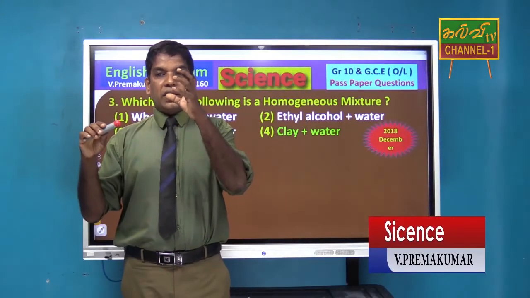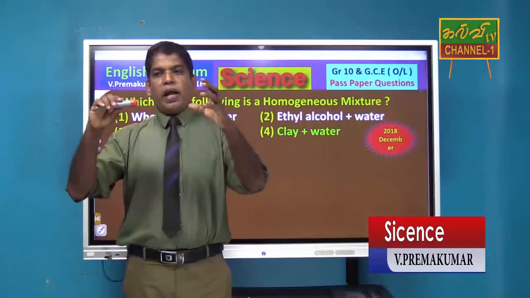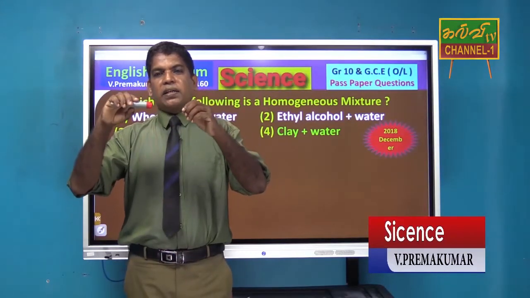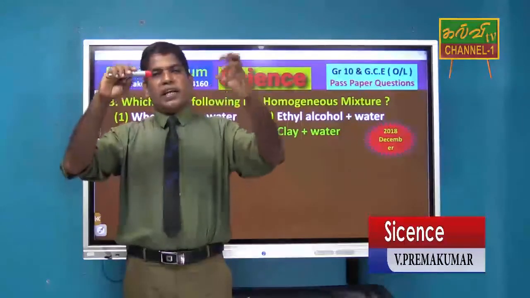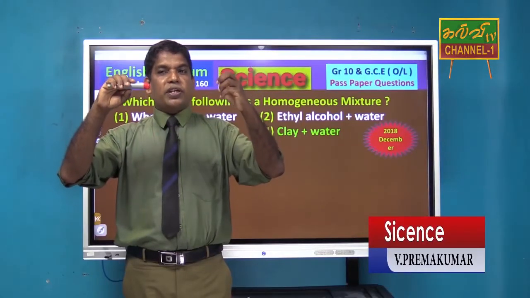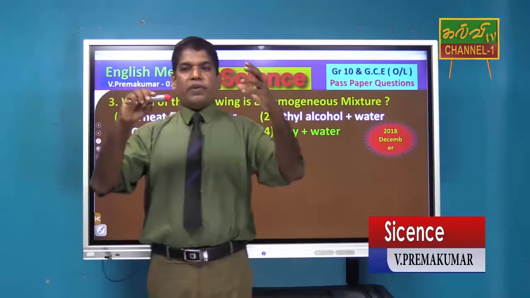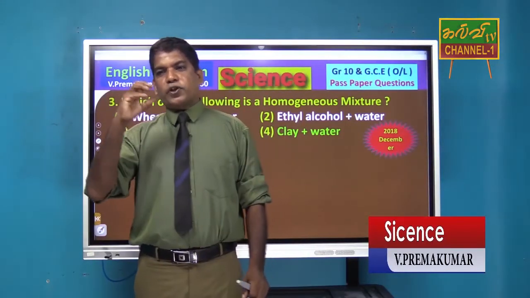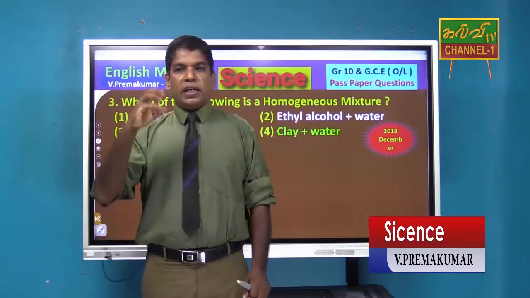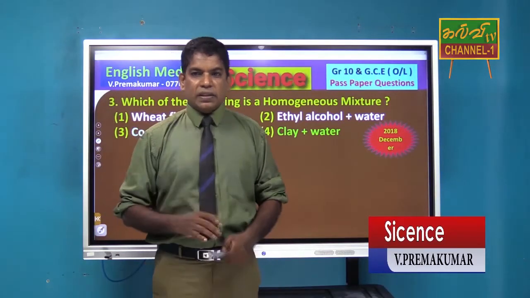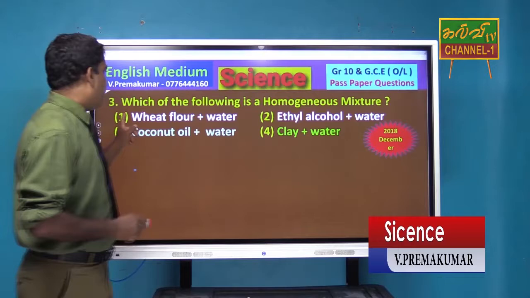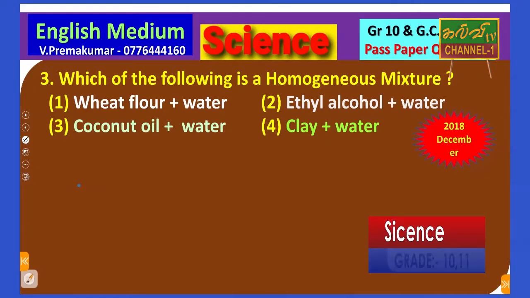But in the clay solution, when you send the rays, from place to place the concentration of the light rays changes. You can identify that. That indicates the structure of the solution changes from place to place. Right, which of the following is a homogeneous mixture?